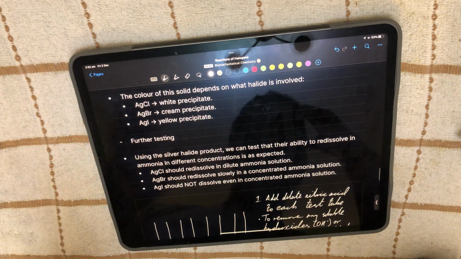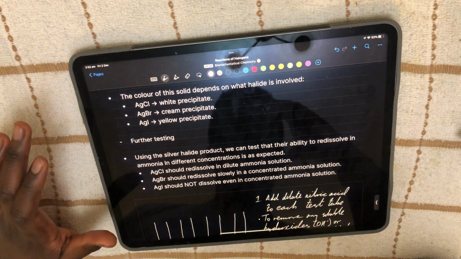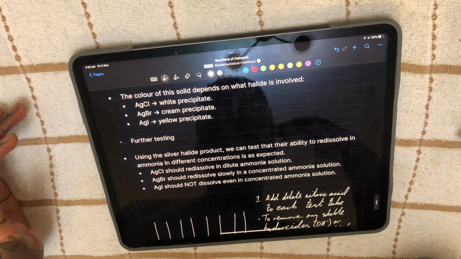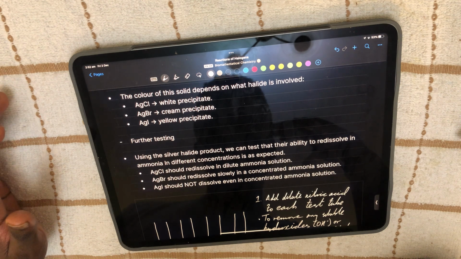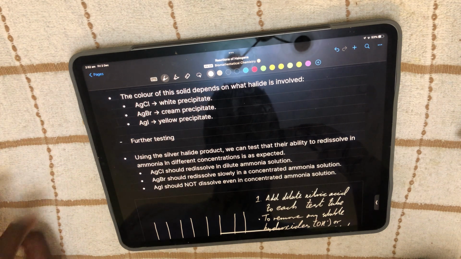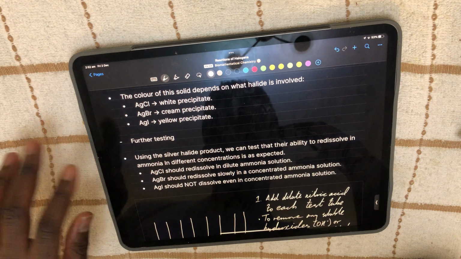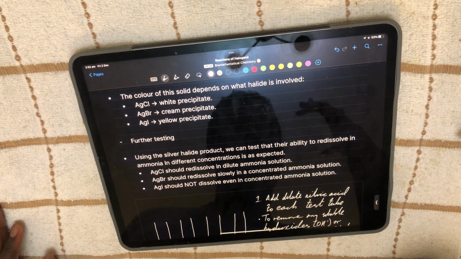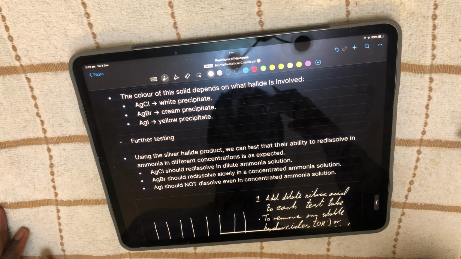But the one thing, colorimetry can be a bit long. The one thing that you can do is just do further testing, and by that you'd be using the silver halide products. We can test their ability to redissolve in ammonia. So you can add different concentrations of ammonia to each solution of the silver halides, and they would dissolve based on different concentrations. So AgCl should redissolve in dilute ammonia solution.